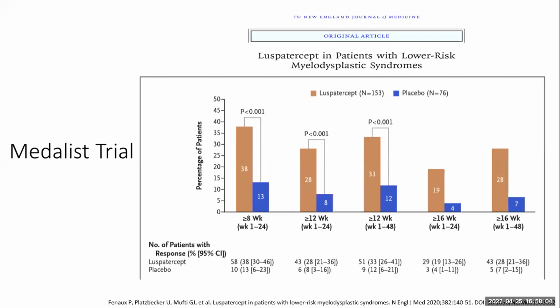And then when they extended to the secondary endpoint of transfusion independence for more than 16 weeks, which was done over 48 weeks, those on luspatercept, there were 28% who achieved transfusion independence versus 7% for those who received the placebo.